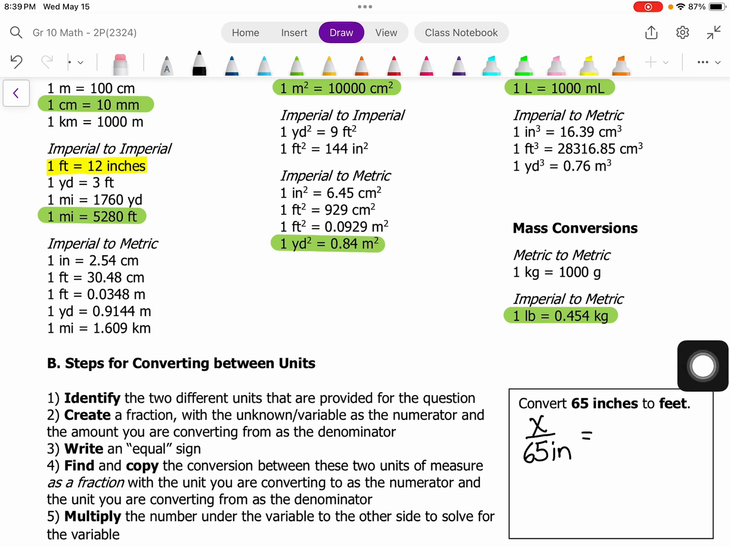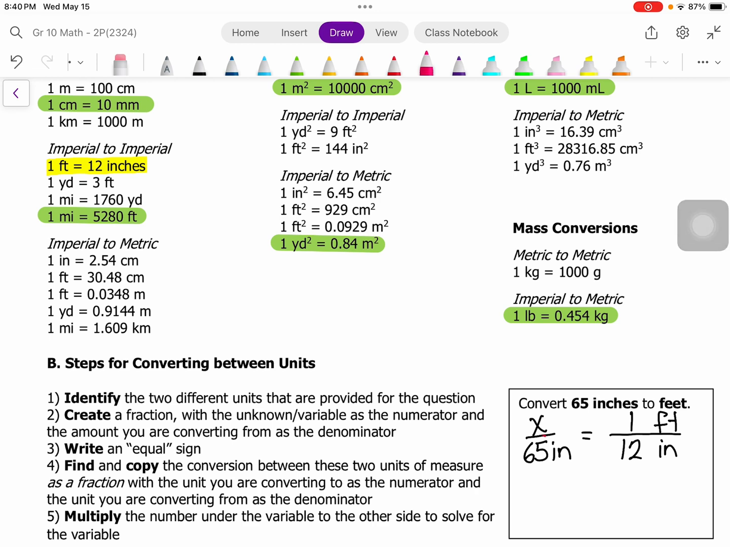Then our second fraction is going to use the information from here, in this case the fact that 1 foot is equal to 12 inches. The order I'm going to put them in is that inches goes on the bottom, just like it is over here. And this variable, this x, is going to be a certain number of feet, so feet come over here. So it's 1 foot for every 12 inches.